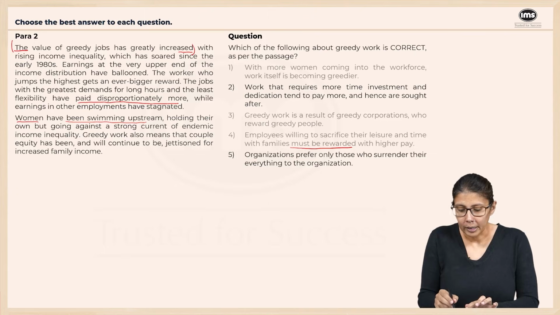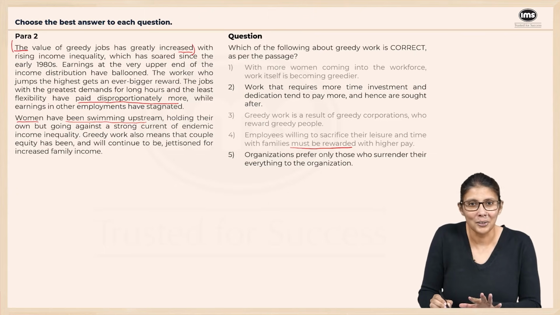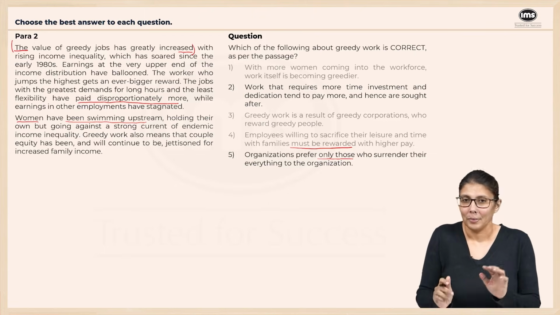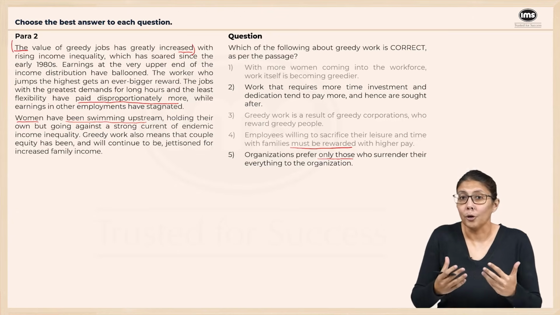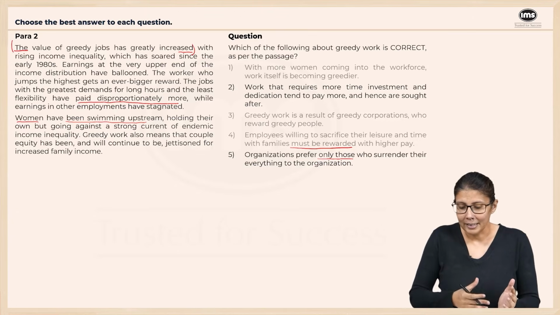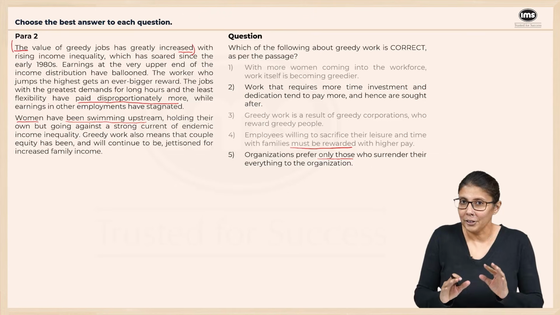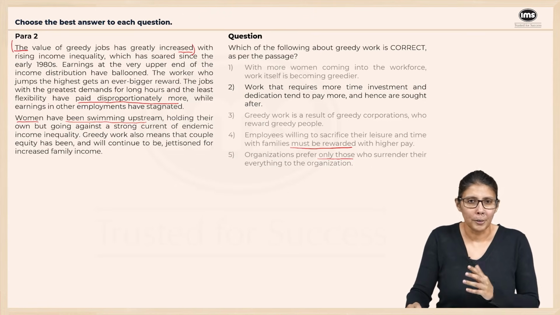The fifth one, organizations prefer only those who surrender their everything to the organization. While this may be true, this is pretty much a generalization still. We are not saying you have to surrender your everything. Yes, it does seem that you have to give more time to the organization, but surrender their everything seems to be a bit much. So option 5 is pretty extreme and that is why we eliminate it. So our answer is going to be option 2.